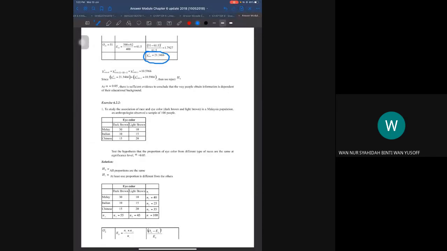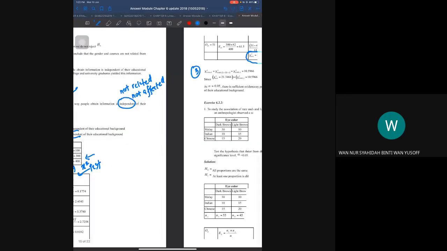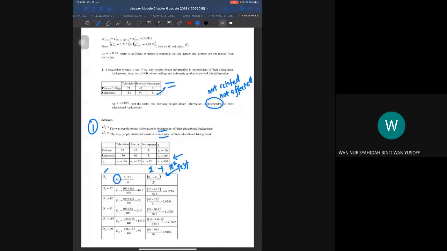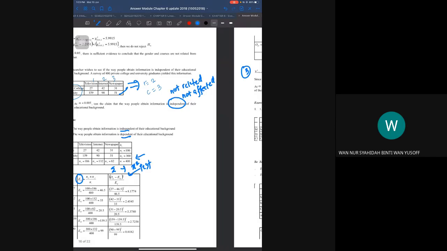So you get your chi-square test, step 3, critical value. As I said, we have right theta, chi-square alpha, degree of freedom (R minus 1)(C minus 1). In this exercise, your R equals 2, your C equals 3. R is the number of rows, C is the number of columns. So then you get your critical value.